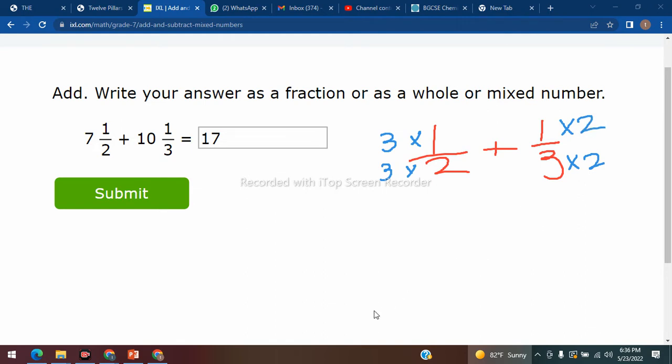Good. So this is going to be 3 over 6 plus 2 over 6. 3 times 1 is 3, and 3 times 2 is 6, plus 2 over 6. It's going to be equal to 3 plus 2, which is 5 over 6. Good. And so we have 5 over 6.